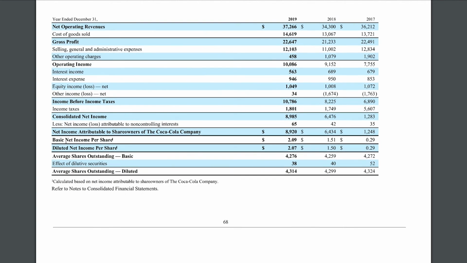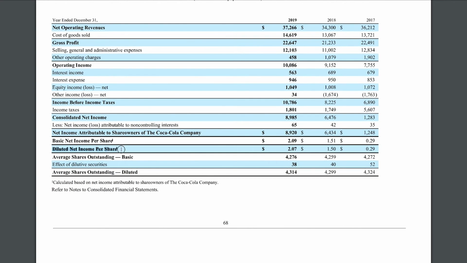So for that reason, diluted is a safer, more conservative way to look at profit per share, because it includes all of the shares that are potential shares, that don't exist right now, but they might exist in the next few months or the next couple of years.